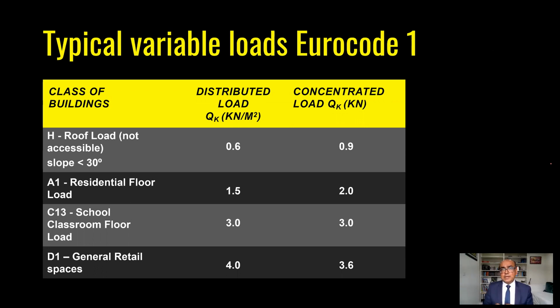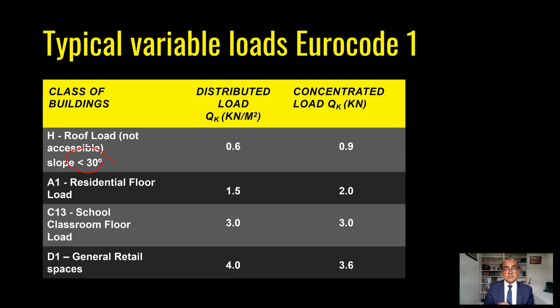These are typical variable loads included in Eurocode 1, which we use in the UK and in Europe and in some other Commonwealth countries. In North America, they use pretty much similar loads as well. So for roof load, where the slope is less than 30 degrees, we have 0.6 kilonewton per meter square.